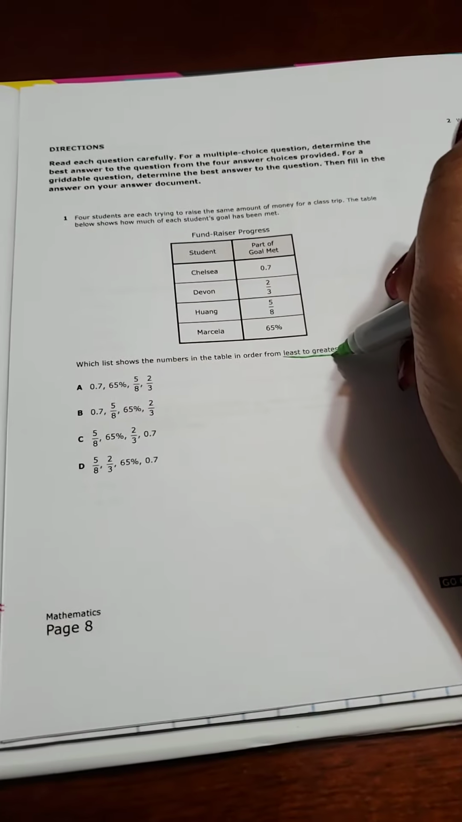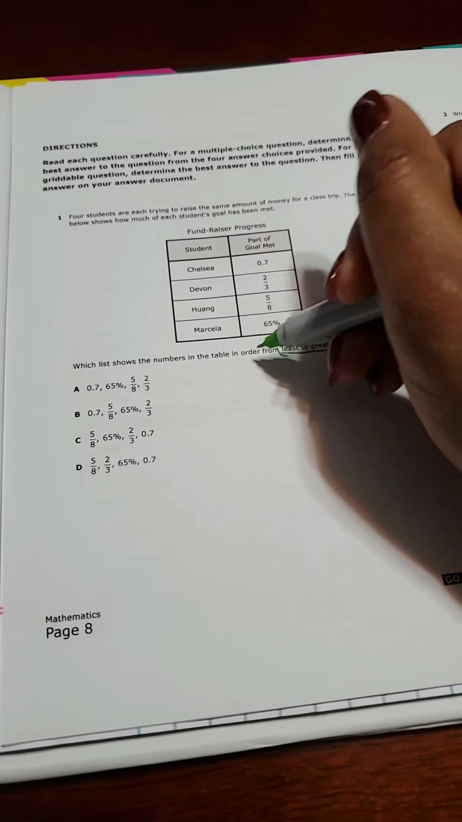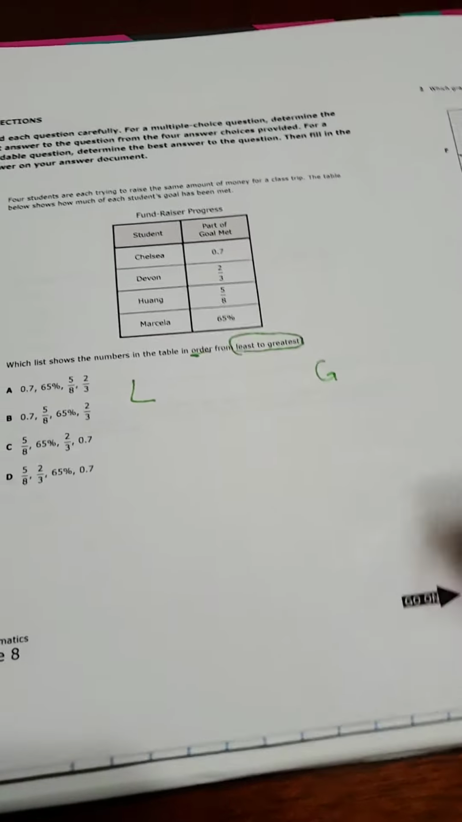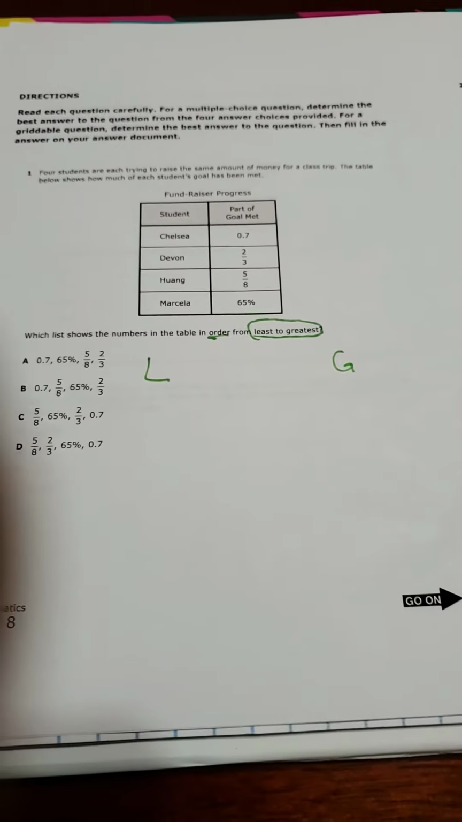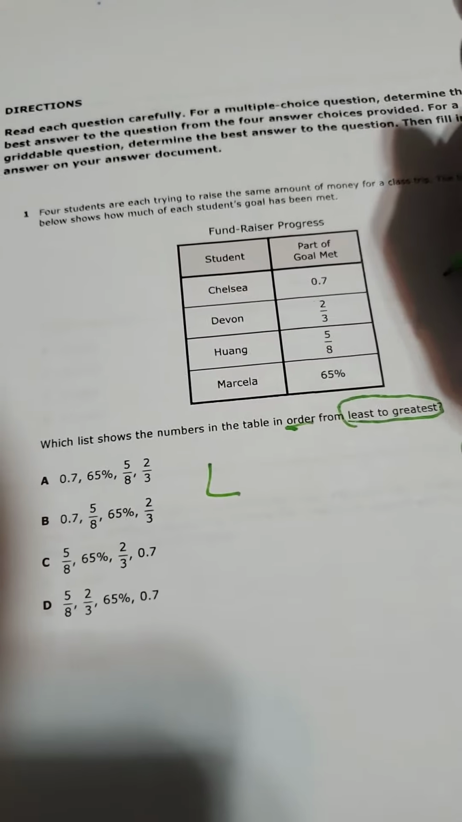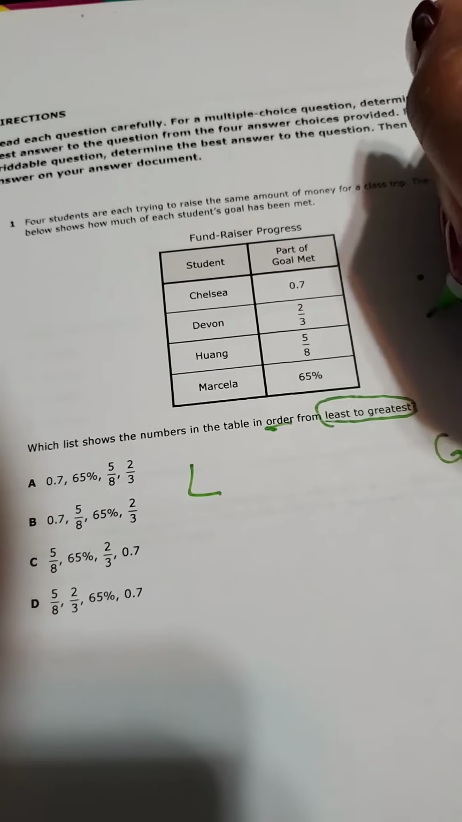Cool. So that tells me right there I'm going from least to greatest. I am ordering numbers. So here's what I do. Put an L here and a G here, because I know I'm going from least to greatest. I've got numbers here that are not already in decimal form. So that tells me I'm going to have to button my shirt. I'm going to have to put these in decimal form and line them up.